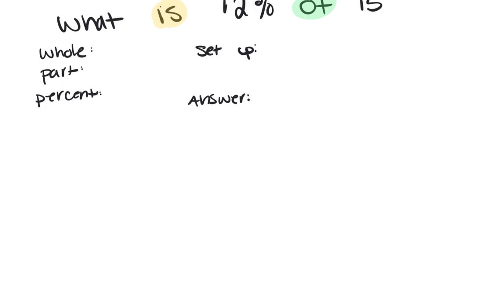So I need to identify the numbers that I have and then sort them into where they go. So the first thing I see is that there's a percent sign. Anytime there's a percent sign, that's the percent. So 12 is our percent. Okay. Then the other word I see is of 15. So it's going to be out of 15. That's the bigger portion. And that's going to be our whole.